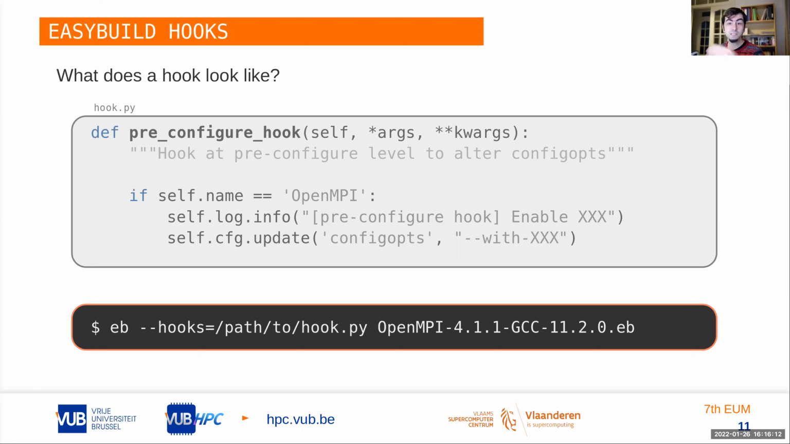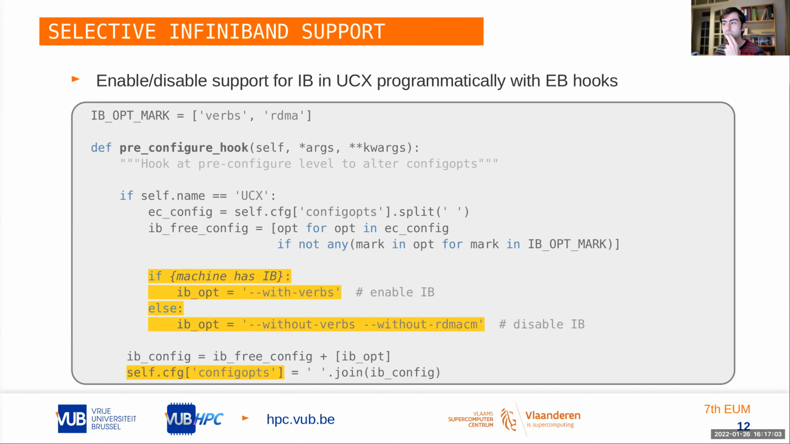So how do we use this feature in our system, and how can you use this feature in yours to, for instance, disable the verbs support in UCX programmatically? In this case, we also use the pre-configure hook in EasyBuild, and it's more or less what I showed you in my minimal example before. It's just a little bit more elaborate. First we clean up the configopts from any configuration option that could relate to verbs or RDMA. And then we do a check on the machine that is running the installation.